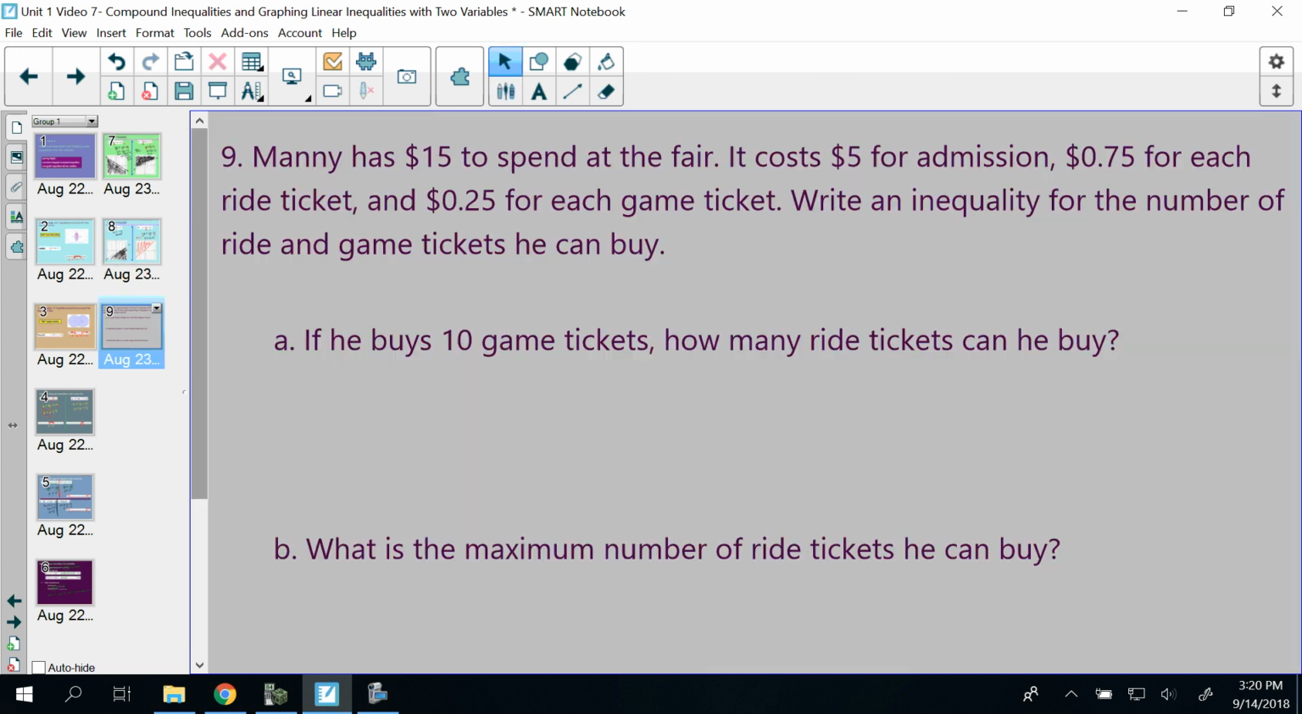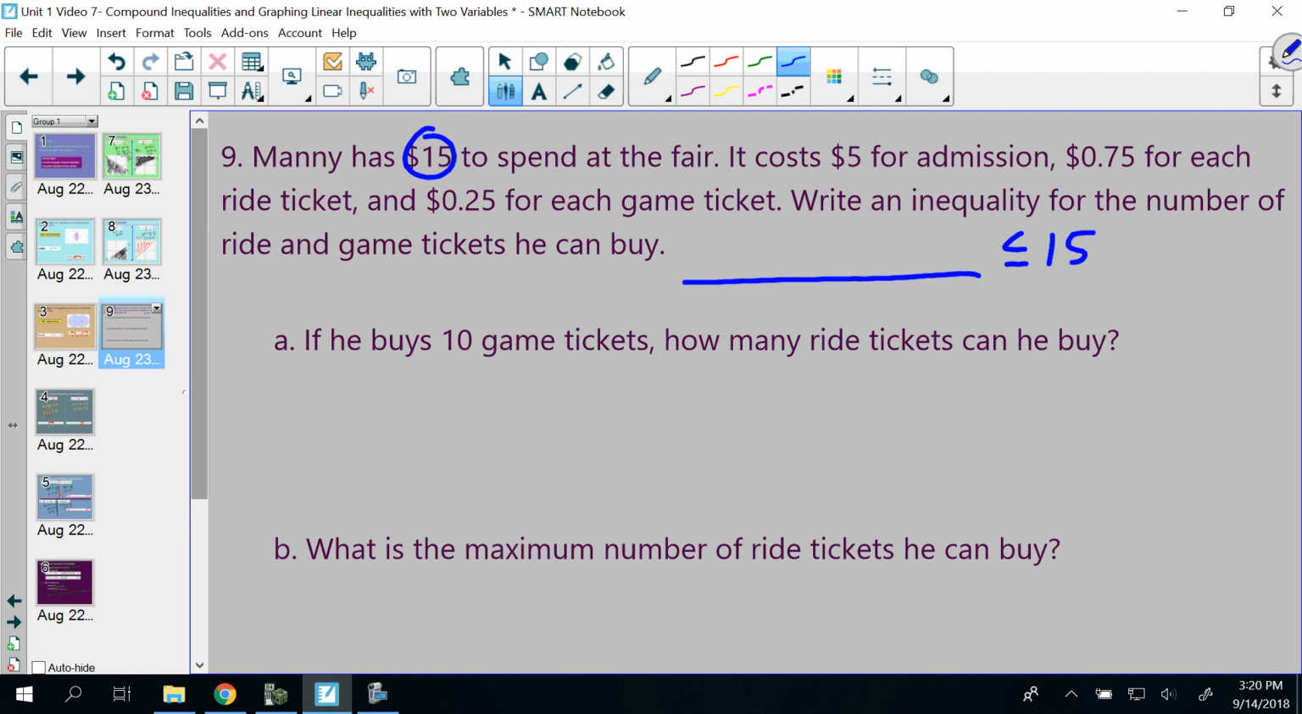All right, last thing here, if you get some word problems that have some inequalities involved, we want to be able to solve those. So Manny has $15 to spend at the fair. It costs $5 for admission, 75 cents for each ride ticket, and 25 cents for each game ticket, right? Write an inequality for the number of ride and game tickets he can buy. Well, right off the bat, we know if he has $15 to spend, we can't be spending any more than that. All the other stuff needs to be less than or equal to the $15.